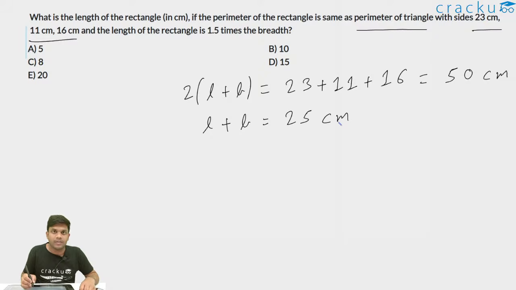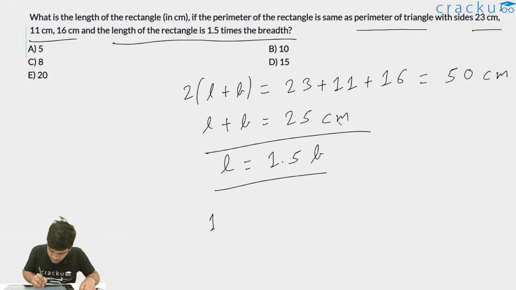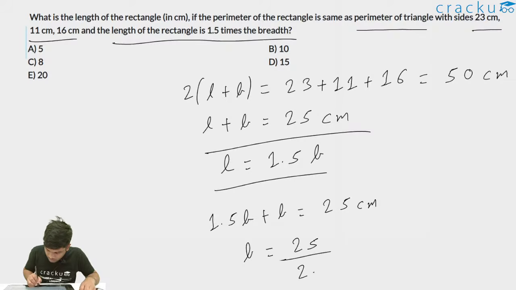So from here you will get L plus B as 25 centimeter. And it is given that the length of the rectangle is 1.5 times the breadth. So L is 1.5 B. We can substitute the value of L in this. So we will get 1.5 B plus B equal to 25 centimeter. So from here you will get B is equal to 25 divided by 2.5, which is equal to 10 centimeter. So the breadth is equal to 10 centimeter.